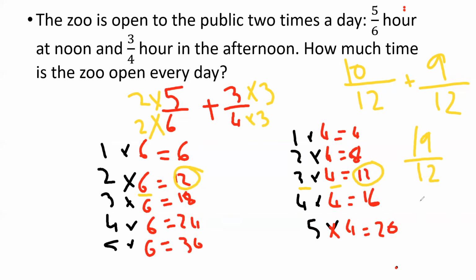I know that 19 is a prime number. It can only be divided by 19 and 1, and 12 cannot be divided by 19. So this is the simplest form. If you use the trick I just told you, usually 2, 3, or 5 are good numbers to consider when simplifying a fraction. I cannot divide 19 by 2, 3, or 5. So this is my answer. The zoo is open every day for 19 over 12 hours.